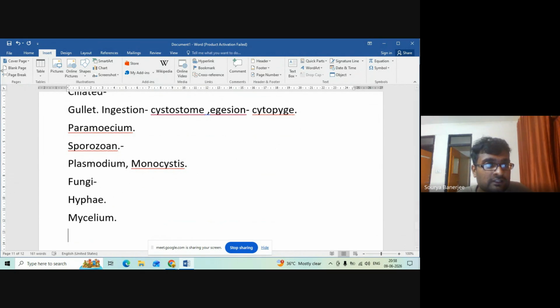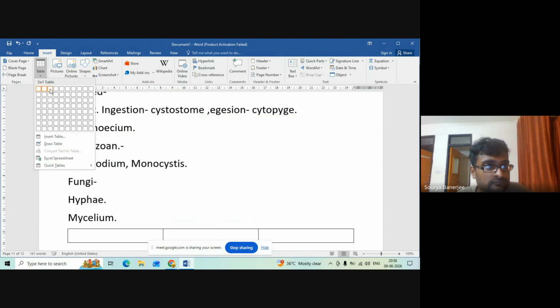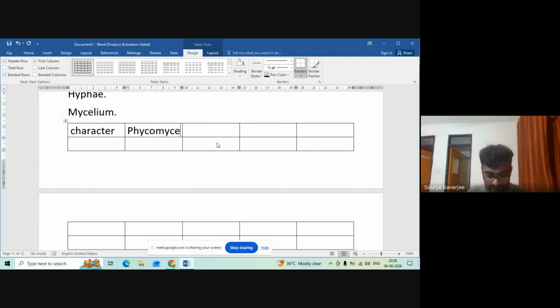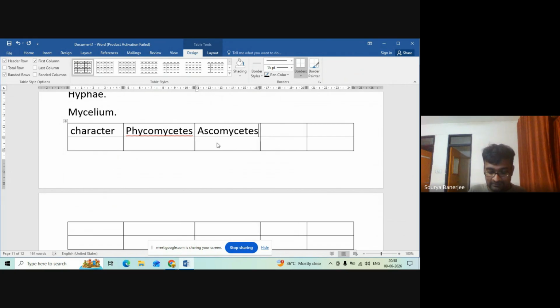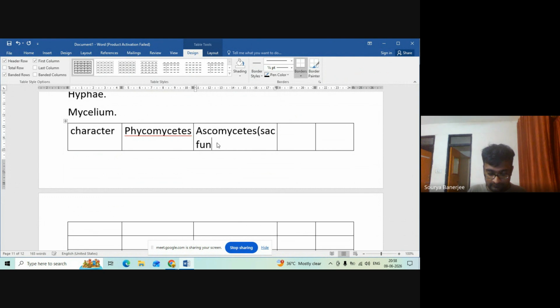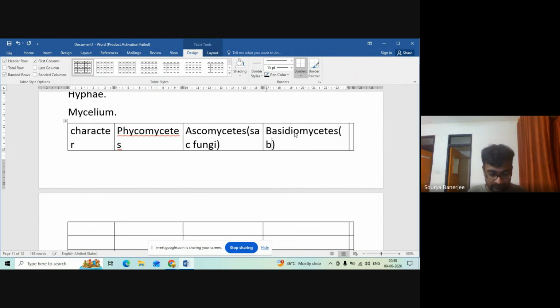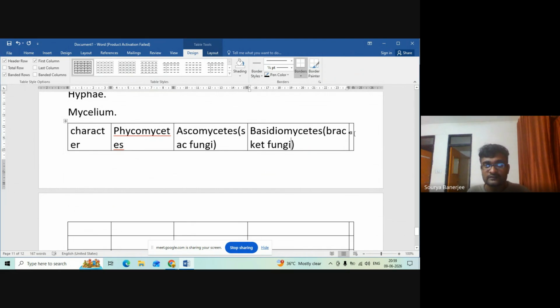Okay, fungi. So I have to make a table also. First group of fungi is called Phycomycetes. Second group is called Ascomycetes, for sac fungi. Third one, Basidiomycetes. They are called bracket fungi. And the last one is Deuteromycetes.